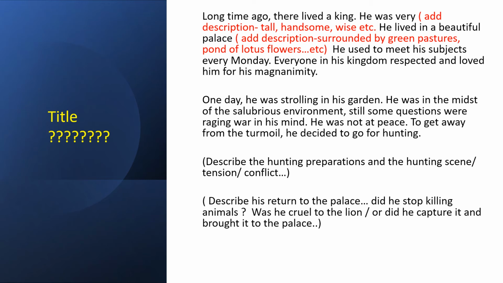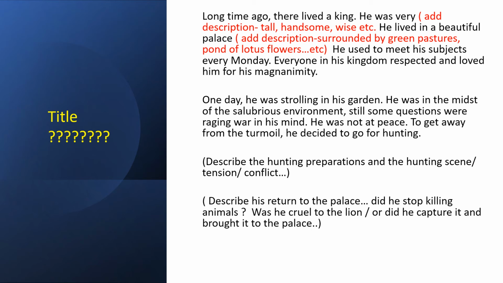Bring a lot of drama here. Then I leave a line and I go to almost my last paragraph where I describe the return of this king towards his palace, how he's coming. With or without the lion? Did he stop killing animals after this hunting experience? Was he cruel to the lion, or did he capture it and bring it to the palace?